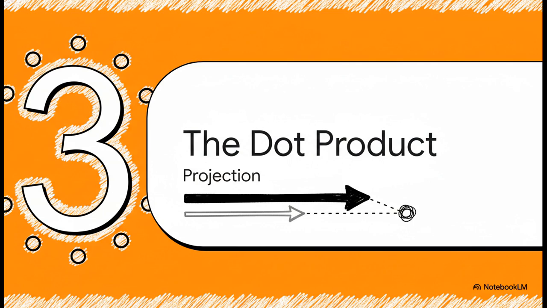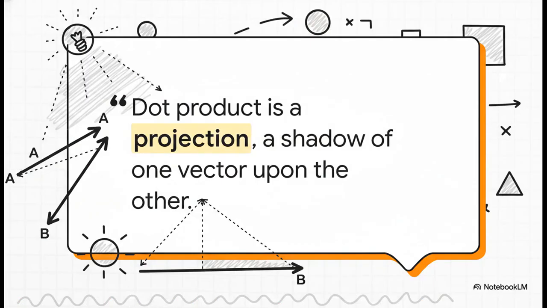Okay, let's really get into that first type of multiplication, the dot product. This one is all about alignment, all about similarity. And this slide, I think, just captures a beautiful analogy from a Reddit user over on r/AskPhysics. They said the best way to picture the dot product is to imagine a light source shining straight down on one vector, casting a shadow onto the line of the other one.